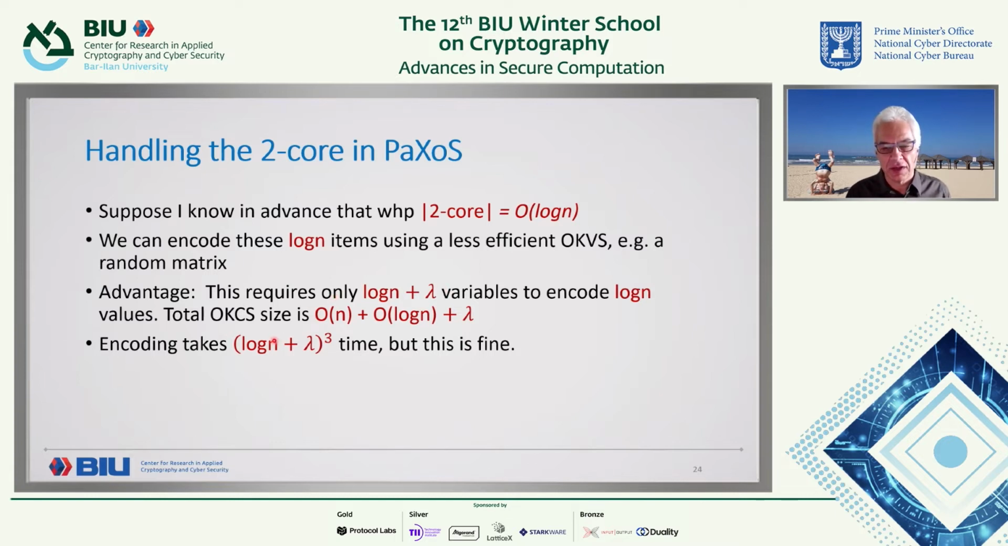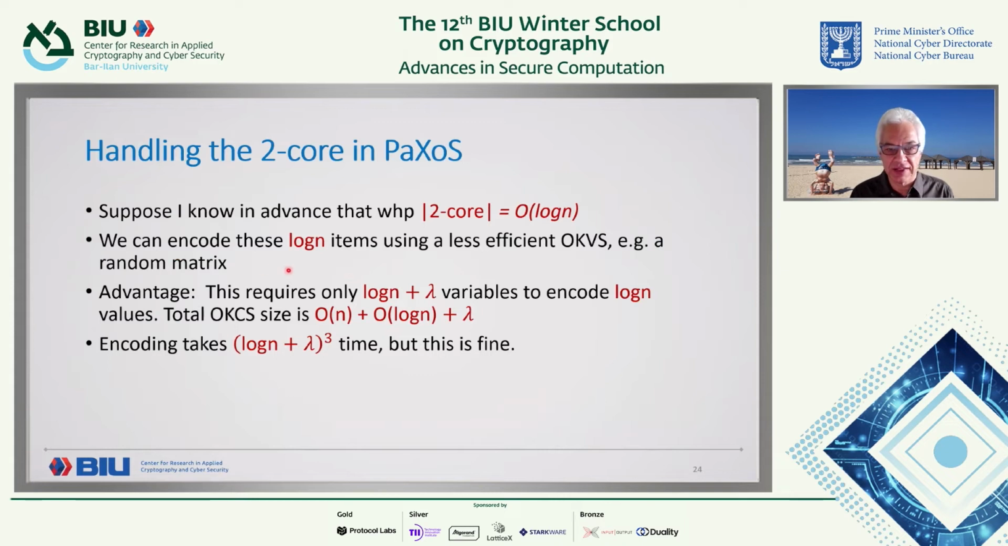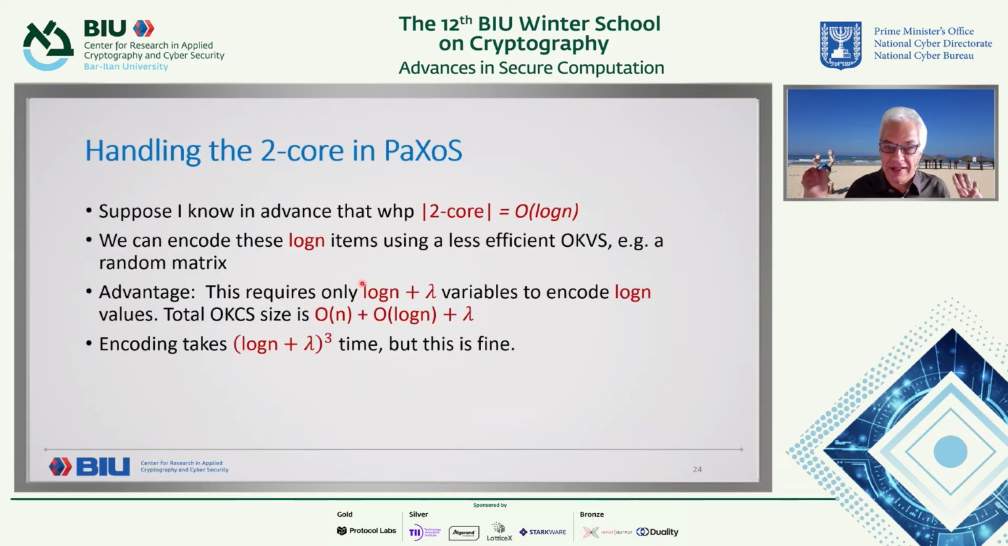And encoding will take cubic time, but it's cubic in log n plus lambda, so it's all going to be efficient. The total size is going to be linear in n plus linear in log n plus lambda. Now, I still have to hide which items are encoded in the big table with peeling and which items are encoded in the small table. This is a bit tricky. It's all described in the paper. This thing I'm not going to describe. You can read this. The big problem is what's hidden inside this O notation.